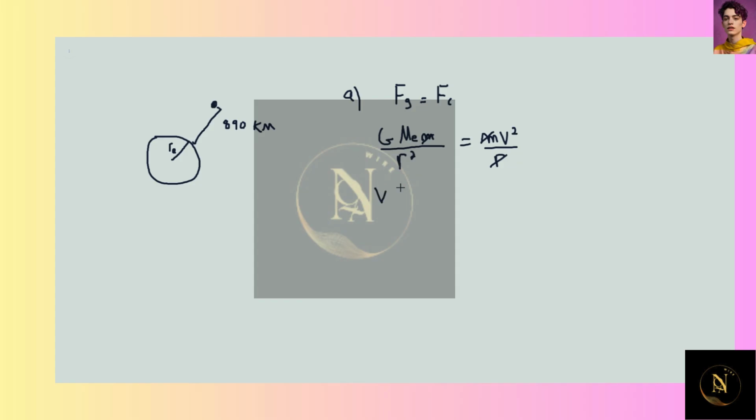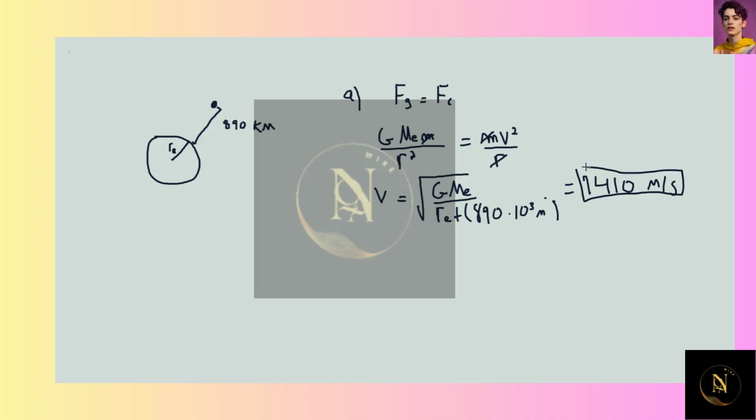And we can solve for the velocity then, and we get that it should be the square root of G times the mass of the Earth over r. And so r here is the radius of the Earth plus 890 kilometers, so 890 times 10 to the third meters. And we can evaluate that, and we should get that it is 7410 meters per second. So that's the speed of the satellite.